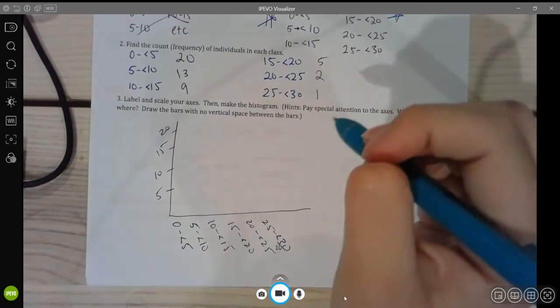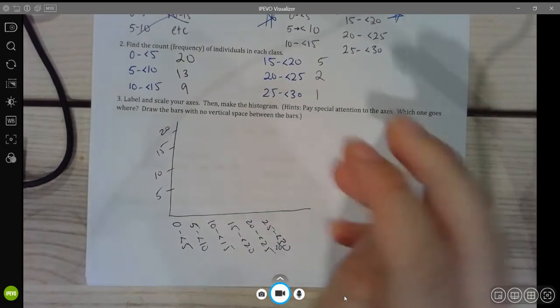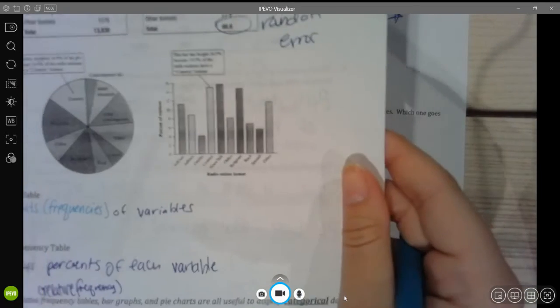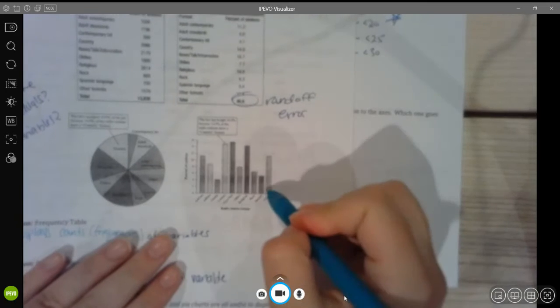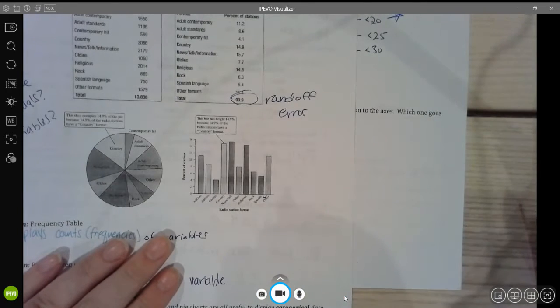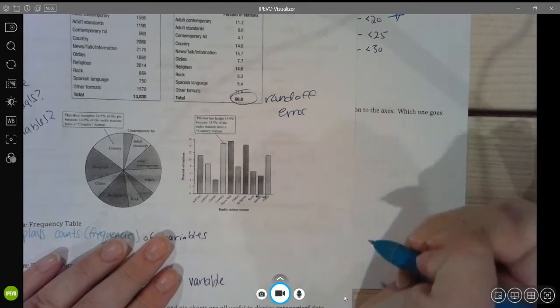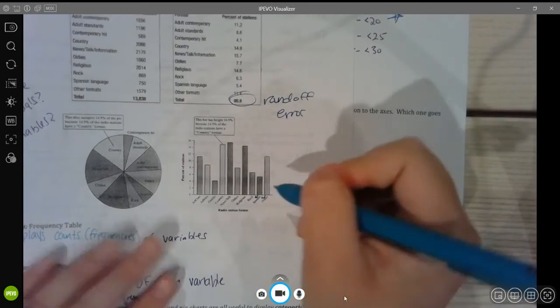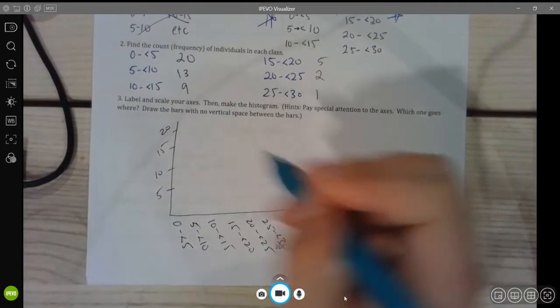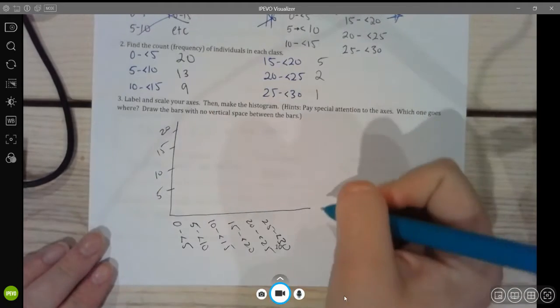The difference between a histogram and a bar graph: you may remember this bar graph from before. A bar graph has spaces in between each of these bars. So this is our radio question. You'll notice that these bars are not exactly pushed next to each other. This is a bar graph. A histogram, they go exactly right smushed up next to each other.